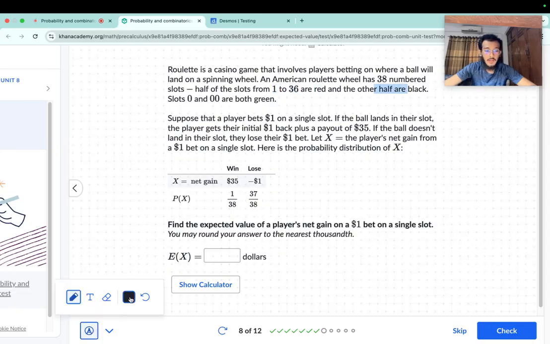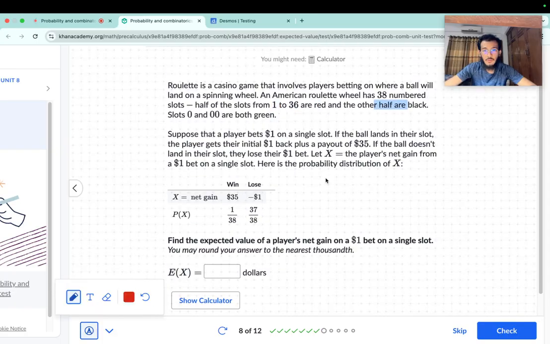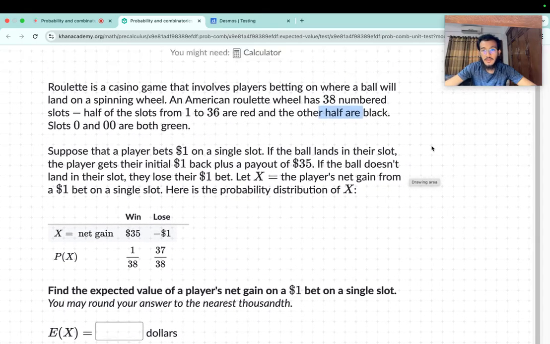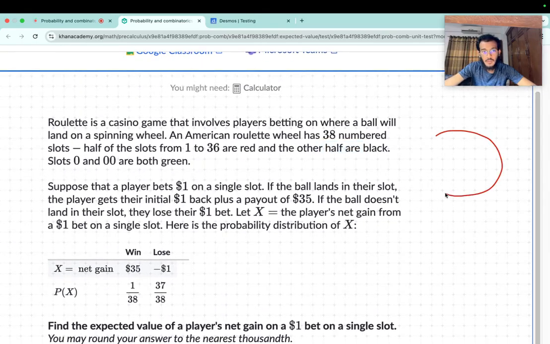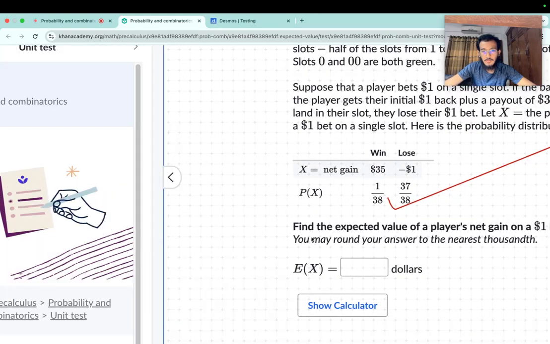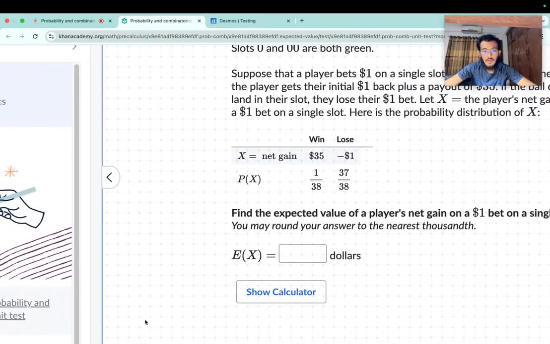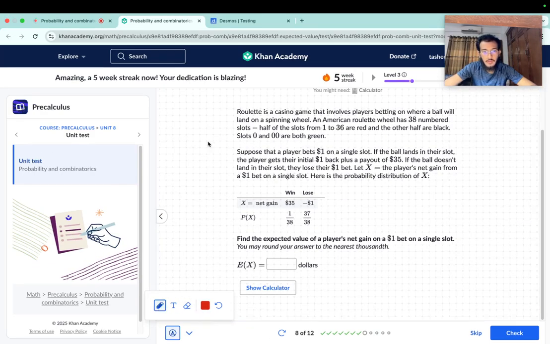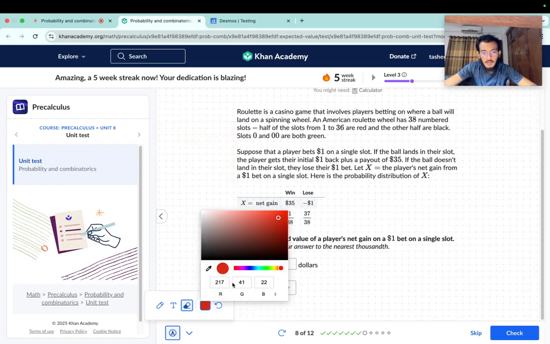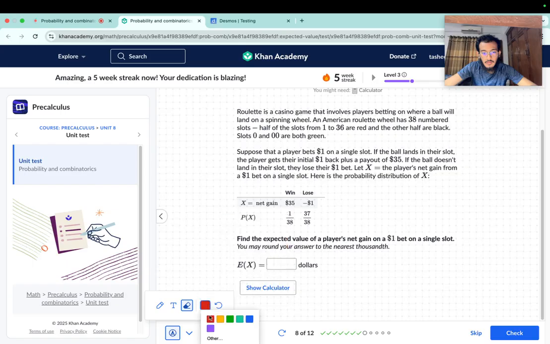Okay, I understand. Let me give a visual to increase the understanding. So here is our spinning wheel, and you have got 38 numbered slots.